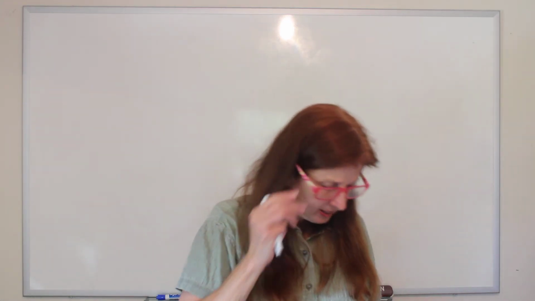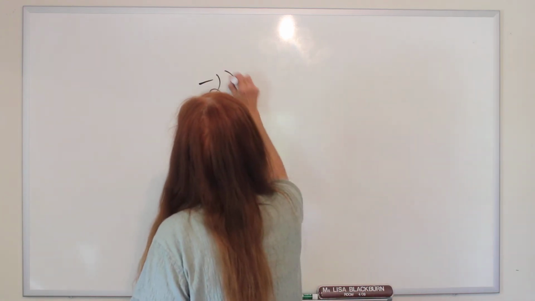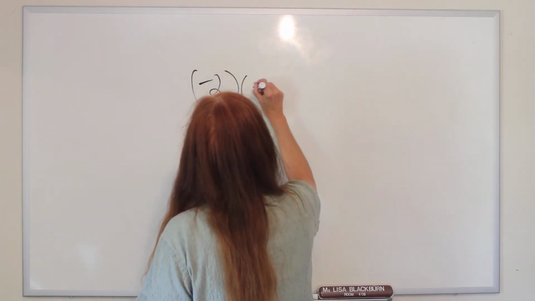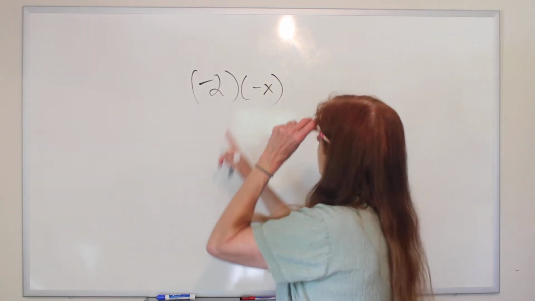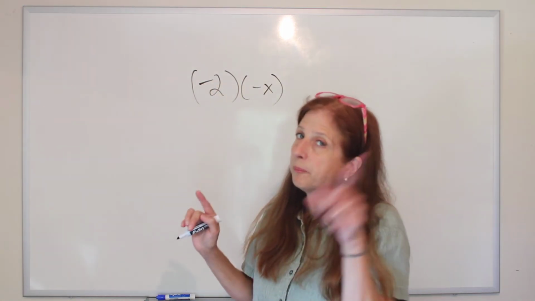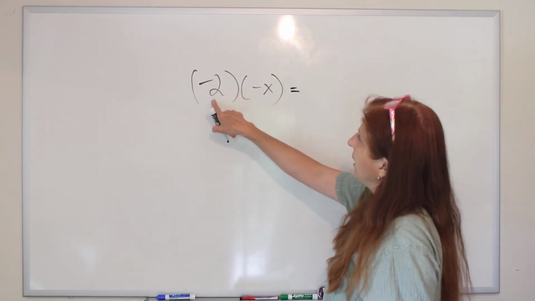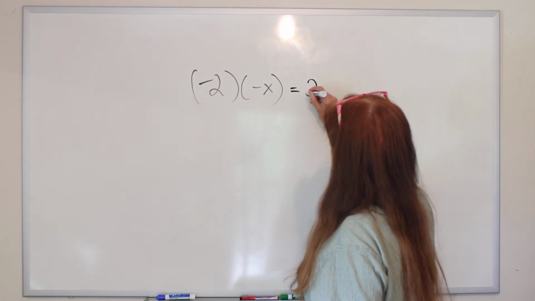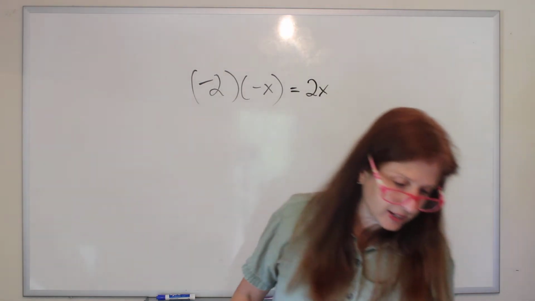All right. Look at the top of page 94, and we have negative 2, boy that's messy, times, I think, negative x. Is that right? Okay. So, 2 negatives make what? A positive. So this is going to be positive. And if you are multiplying a number times a letter, you just write them next to each other. So the answer is just positive 2x.